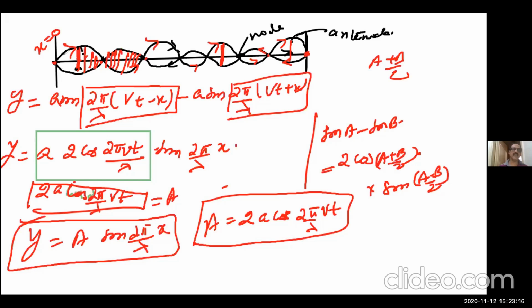So at this position, when the particles of two waves are adding, this much amplitude is coming. Here this much, here maximum, here again decreasing. That's because of the phase.